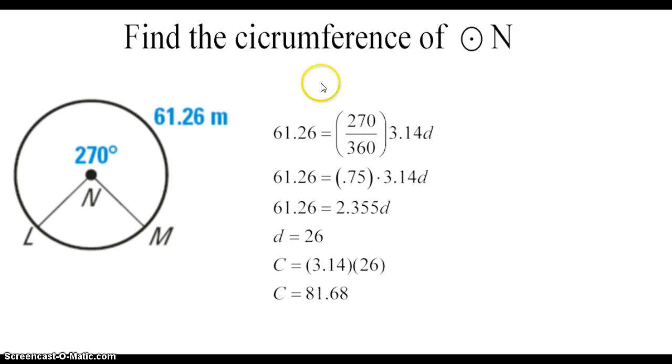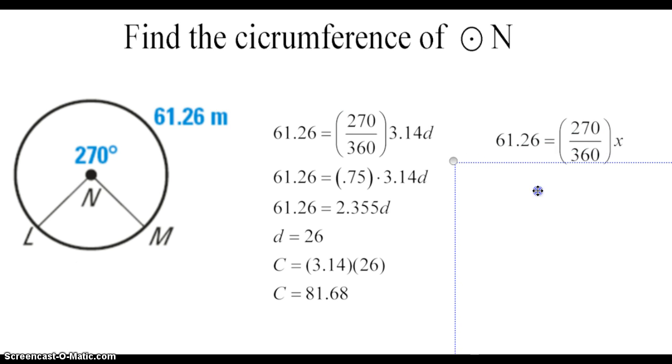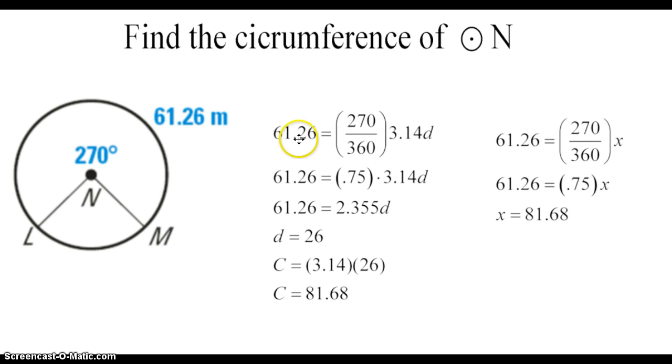Now, if you can pick up on the concept that the formula is arc length equals measure over 360 times 3.14 times the diameter, and 3.14 times the diameter is circumference. So I could have just put an x there. Then I could have just made that 0.75x, and then I could have divided by 81.68. I am absolutely fine with either way. Just some people, if you're sticking to your original formula and not wanting to change anything, that's absolutely fine. Just please realize you will find the diameter, and from diameter, we will find the circumference.